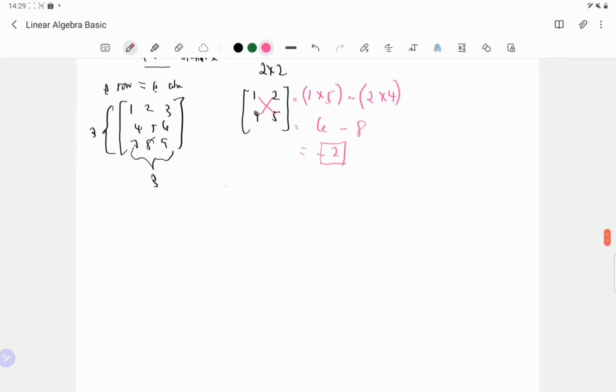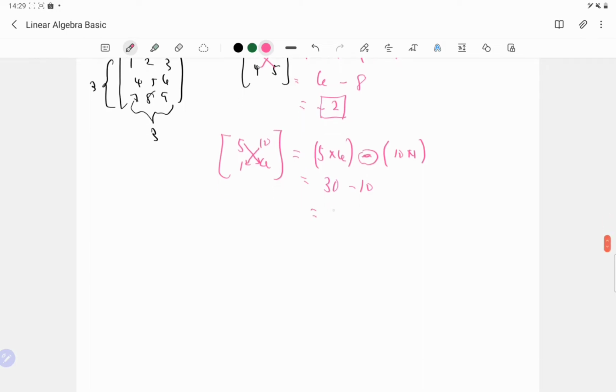How about this? 5, 10, 1, 6. Can you answer? Okay, let's do this here and here. 5 times 6. Remember the sign. Always remember this negative sign. 10 times 1. 30 minus 10. So the answer is 20.